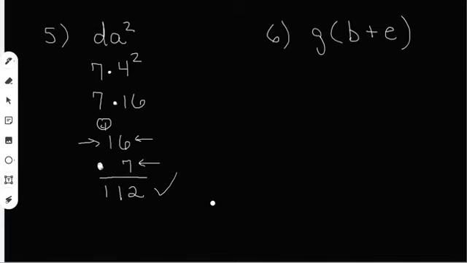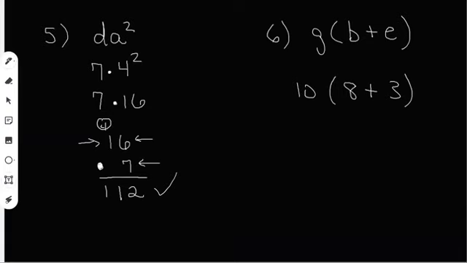All right, let's try 6. 6 says G times B plus E. The first thing I do is I replace my letters with numbers. I know that G is 10. I know that B is 8. And I know that E is 3. Okay? So all I've done so far is I've replaced my letters with numbers.